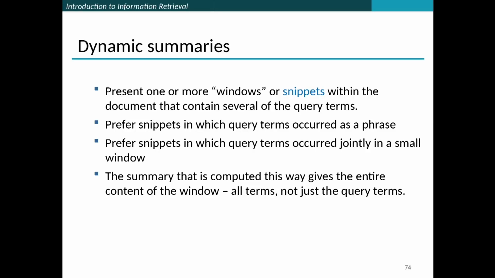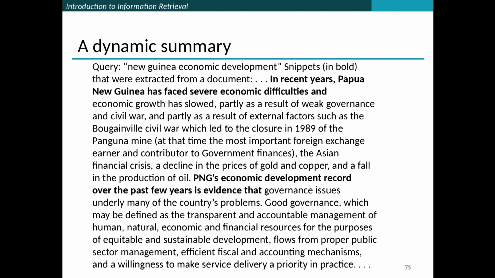In terms of dynamic summary, basically what you can do is have snippets for the terms related to the query. Okay, so something like this. You have a dynamic summary in which you outline in the snippets the sentences in the documents that are most relevant to the given query. Okay, those are possible examples.